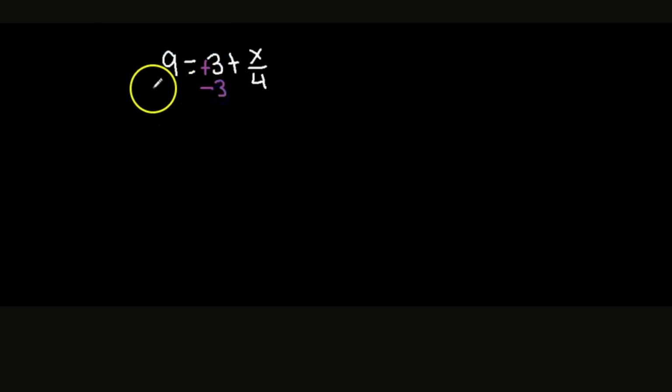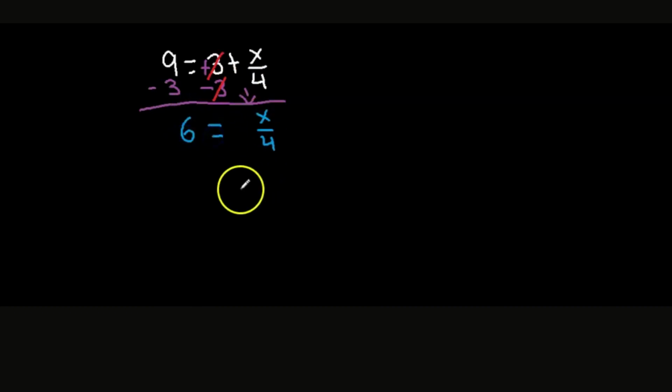And to do that, you have to do the same thing on the other side. We just keep x over 4 as it is because we haven't changed anything, so we put that down. Then the positive 3 and negative 3 would cancel out. And 9 minus 3 is 6. So it'll be 6 equals x over 4.